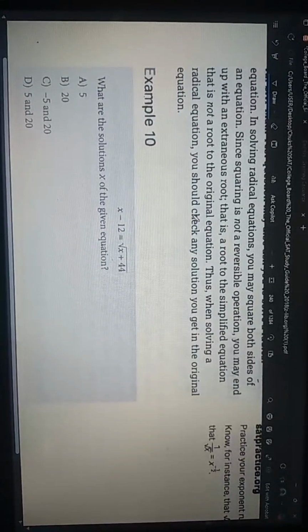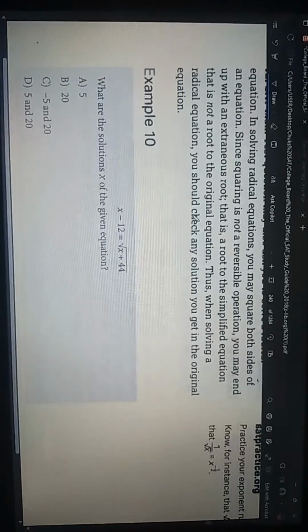All right, guys. So let us see how we can solve example 10. What do you think? This question is a little bit tricky if you don't know how to go about it. I mean, it is tricky. So what do you think your answer would be for this particular question?